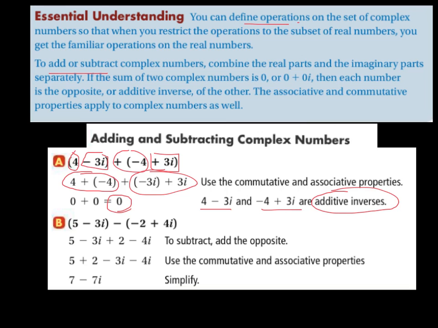In example B, notice we've dropped the parentheses, we've changed our subtraction, we've distributed the negative sign here, and that's how we're getting this +2 and this -4i. And then we're just basically combining like terms. 5 plus 2 gives me 7. And the -3i and the -4i, we're putting those together and getting the -7i, giving us our entire complex number of 7 minus 7i.